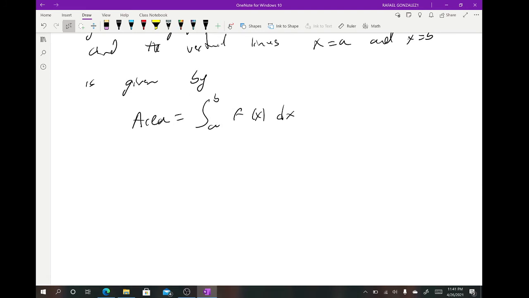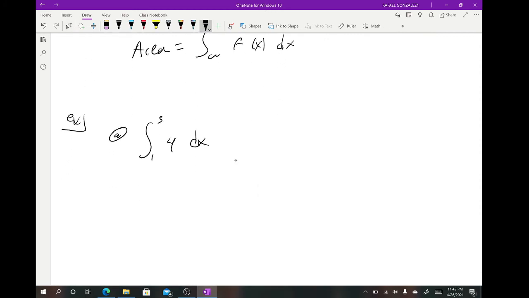Now, it turns out that we can solve some basic areas. So, for example, let's say somebody gives you the following integral. Right now, we could solve these areas because they represent geometric figures, like the integral from 1 to 3 of 4 dx. Well, the function here is f of x equals 4. f of x equals 4 is the same thing as y equals 4, and y equals 4 is a horizontal line.